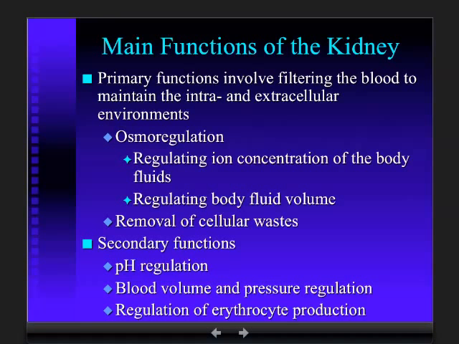And so we are doing osmoregulation and we're also removing cellular waste because as long as you're processing the body fluids for salt and water balance, you might as well get rid of all those other things that don't belong in there, mainly the urea. Okay? All right? So that's it.